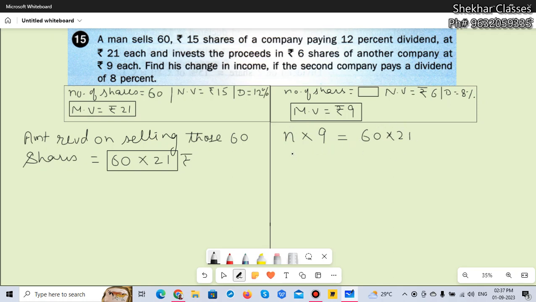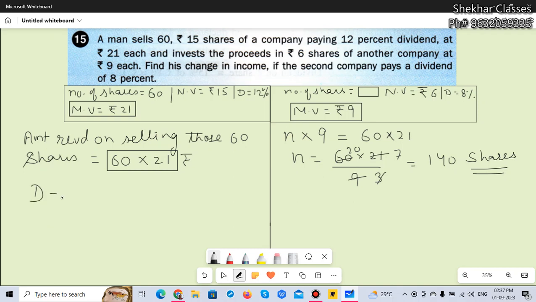Is that okay? So n here will be equal to 60 into 21 upon 9. If we cancel it, how much will it be? 7 3s are 21, 3 3s are 9, and 3 20s are 60. So that will give you 140 shares. How many shares did he buy of another company? That is 140 shares. Now let's find out what dividend he got in the first case.